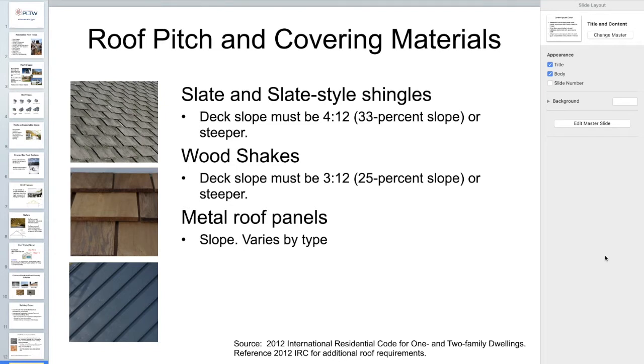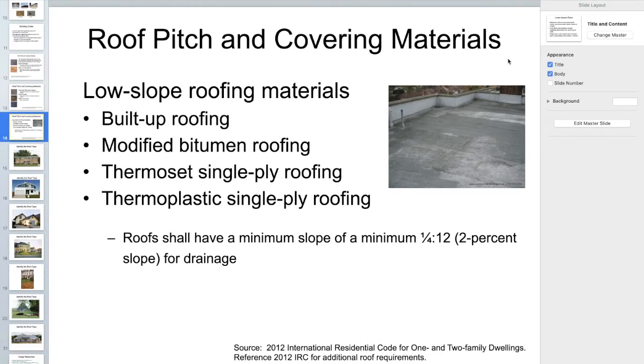All right, so slate and slate style shingles must be a 4/12 or 33% slope. Wood shakes 3/12, which is a 25% slope. And if you think about it, 3 goes into 12 4 times, which is a quarter, 25%. And a metal roof is going to depend on the type of metal roof. There are some different types, but that is also fairly low. It might be 4/12 if I'm remembering correctly for most.